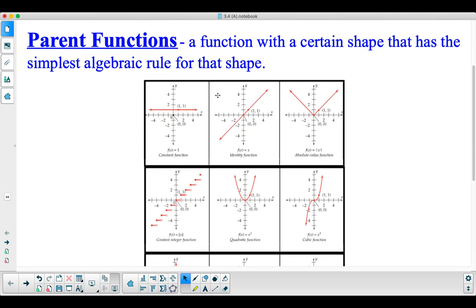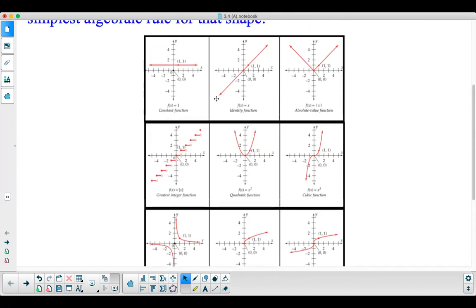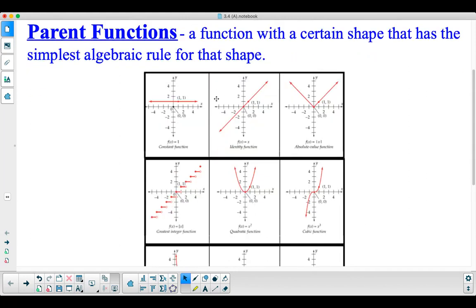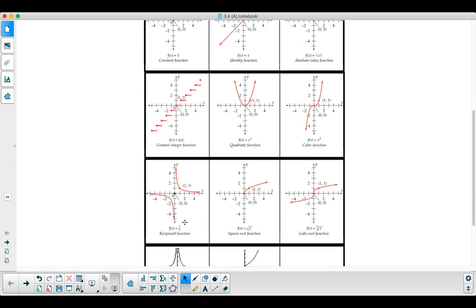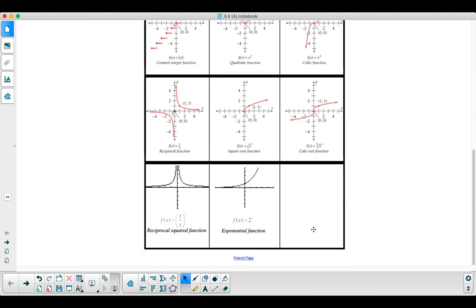So to start with parent functions, we have 11 parent functions here. And parent functions are functions with a certain shape that has the simplest algebraic rule for that shape. So we have these 11: the constant function, identity, or more commonly known as the linear function, absolute value, greatest integer, also known as the round down function, quadratic, cubic, reciprocal, square root, cube root, and then a little less commonly, the reciprocal squared and exponential function.